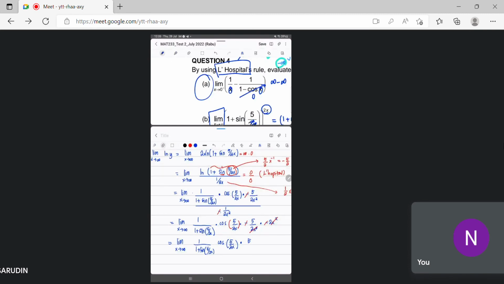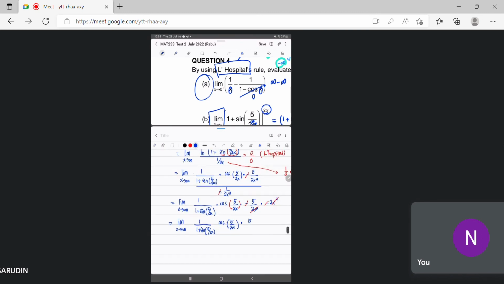Bila dia akan berubah? Bila kita applykan identity. Okay? So, yang ini, the next part is we just need to substitute our x with infinity. So, 1 over, okay, sin 5 over infinity is equal to 0. So, sin 0 is 0, 1 plus 0 is 1. So, 1 over 1, 1 lah.